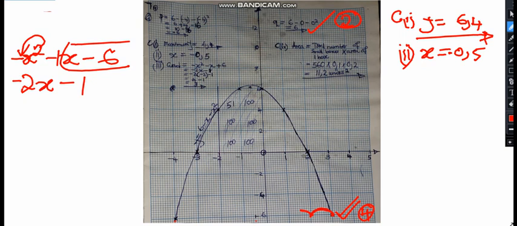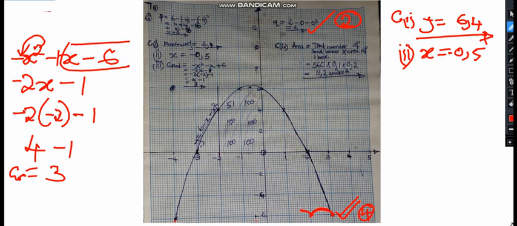Substitute to find the gradient at x equal to -2. In place of x we put -2. Minus 2 times minus 2 gives 4, minus 1, so we get 3 as the gradient. Done. How many marks? 2 marks there.